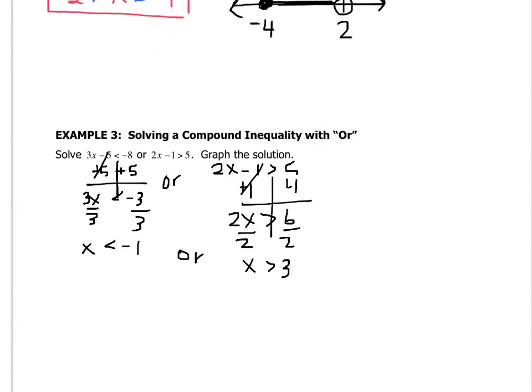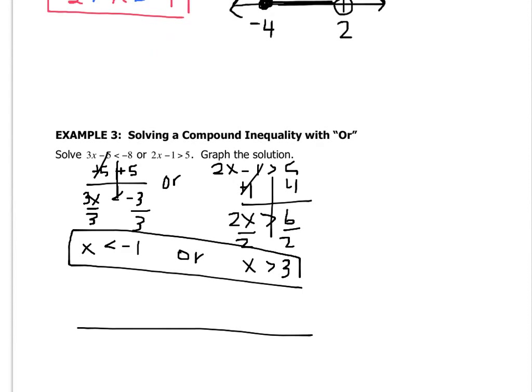So these two inequalities are representing my solution. And I have to graph negative 1 and 3. So x is less than negative 1, or I could be greater than 3. Both of these are happening, so this is that wings situation where they're going in different directions. Typically, the ors go in different directions, and the ands go in the middle.